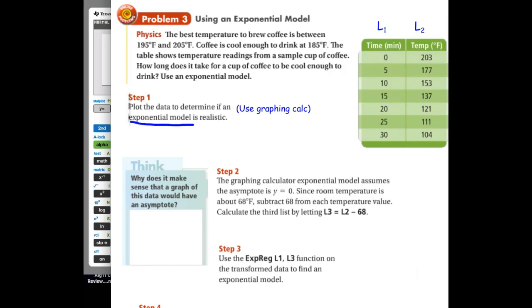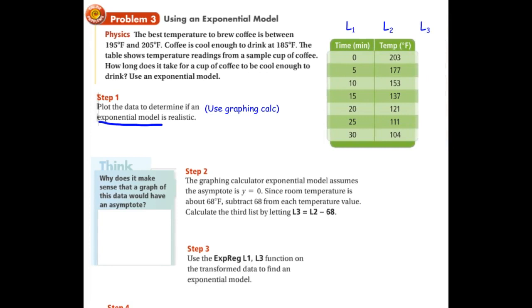Now, when your calculator figures out an exponential equation for this, it is assuming that we have an asymptote at 0. But in this context, I want you to think about these temperatures. The temperatures are cooling down, right? Are they ever going to cool down to 0 degrees? No, because room temperature isn't 0 degrees. That coffee is going to cool down until it hits room temperature, and then it's going to stay there. So they're giving us an average for room temperature of about 68 degrees.